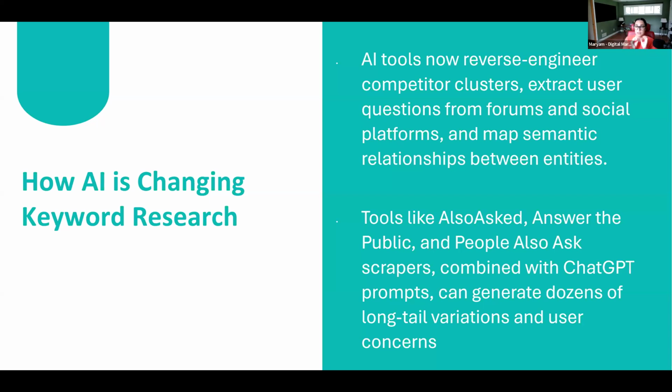Okay, so think about it. This is how your competitors are looking for their keywords. Tools like Ask the Public and People Also Ask scrapers, combined with ChatGPT, prompt and generate dozens of long tail variations and user concern keywords. So AI-driven keyword search prioritizes topics and intent for purchase over volume.